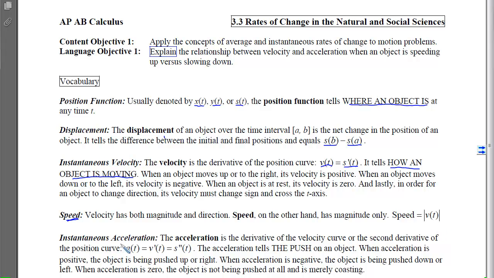Next one that is new is this instantaneous acceleration. So the acceleration is the derivative of the velocity curve. So that means it will be the second derivative of the position curve. The acceleration, unlike the position and the velocity, will not tell you where you are or how you are moving. Instead, it tells the push on an object. So when acceleration is positive, the object is being pushed up or right. When acceleration is negative, the object is being pushed down or left. So when acceleration is 0, that's like your foot is not on the gas or the brake. You're not going to be pushed at all, and you will merely coast.